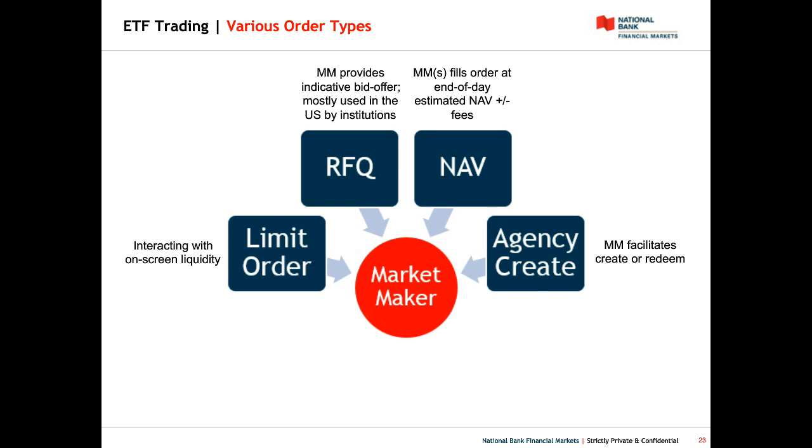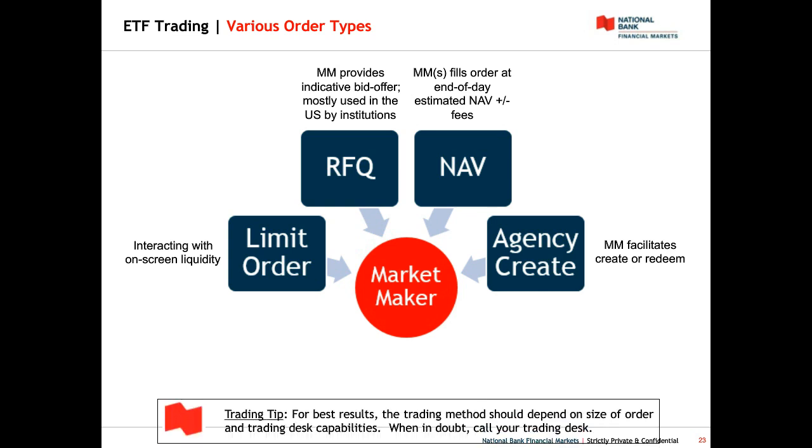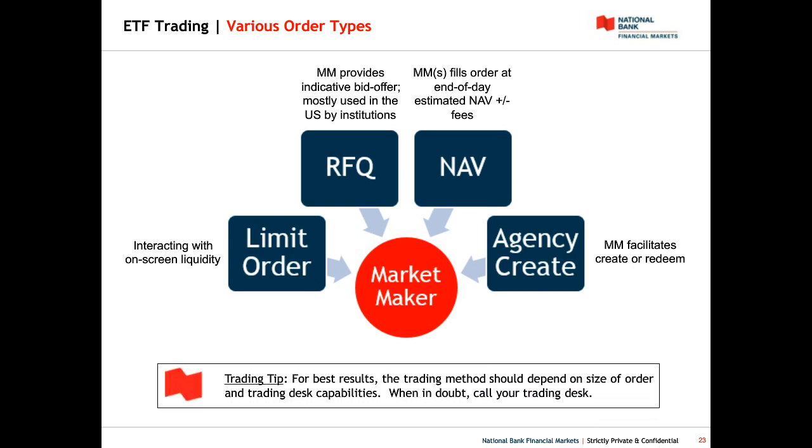And then another type of order is an agency create. It's also called an in-kind create sometimes. The client gives the market maker the underlying basket in exchange for the ETF. An example of this could be an advisor that wants to exchange 10 preferred shares in exchange for a preferred share ETF. So in this example, the market maker would work with the issuer to facilitate this trade for the advisor. So a trading tip: for best results, trading method should depend on the size of the order and trading capabilities. So when in doubt, call your trading desk or your market making desk.